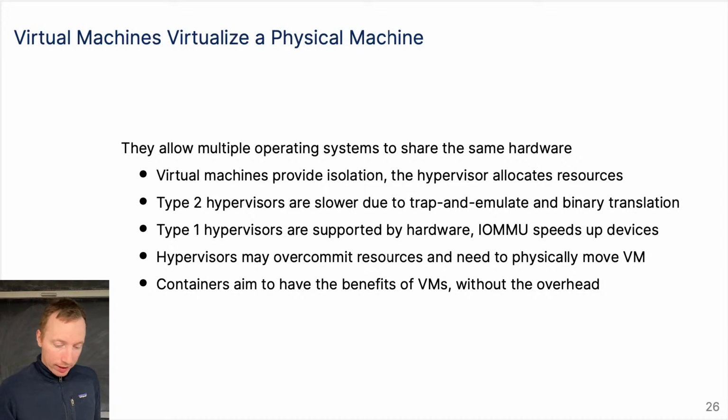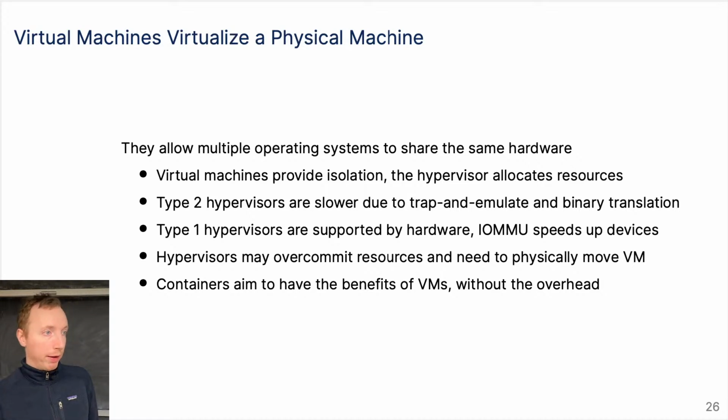So that's it. Virtual machines virtualize a physical machine, so they allow multiple operating systems to share the same hardware. They provide isolation, and a hypervisor is the thing that controls them. Type 2 hypervisors are slower because they run in user mode and they have to emulate or simulate any kernel-only instructions, either using trap and emulate if the ISA is designed correctly, or actually doing some binary translation and looking to see if it needs to handle it differently.